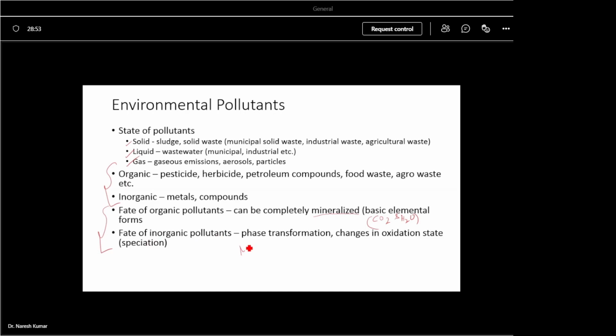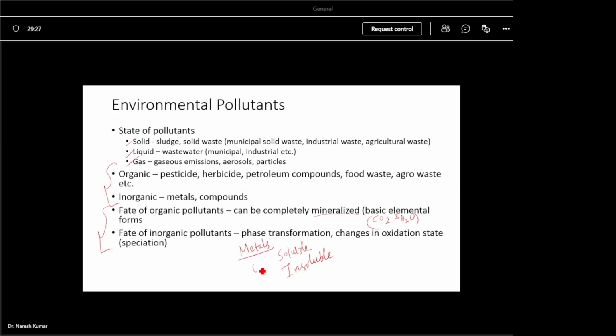Now remember, whenever we are referring to inorganic pollutants, say for example metals and metallic compounds, they cannot be degraded, they cannot be destroyed, they will remain in the environment. But what we can do is transform them in terms of their phase. Phase transformation is possible. Their speciation can be altered, but they will remain. For example, something which is soluble can be made insoluble. But that element will remain.